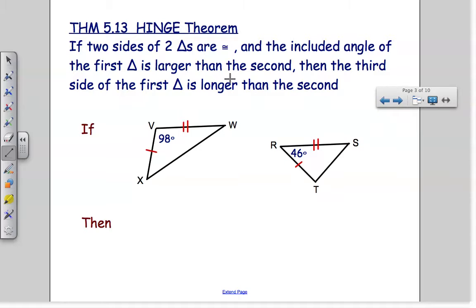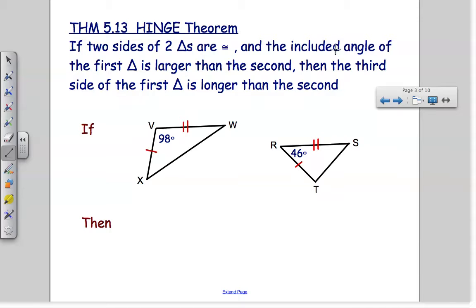Hinge theorem says, if two sides of two triangles are congruent, like we had with the gate and its opening, and the included angle of the first triangle is larger than the second, then the third side of the first triangle is larger or longer than the second. So let's look at the picture here. If two sides of two triangles are congruent, yes, two sides of these two triangles are congruent. We had one tick mark and two tick marks here.